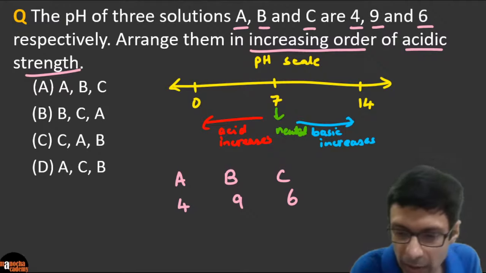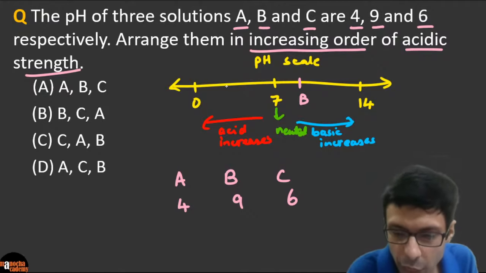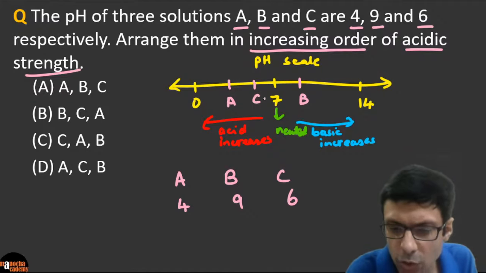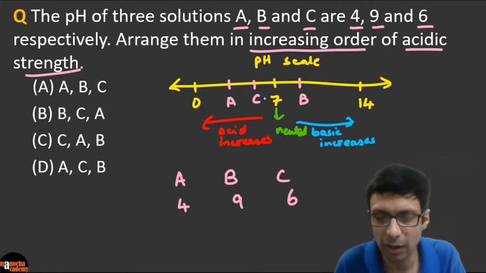So let's go ahead and do that. B is 9, so B is going to be somewhere here. A is 4, so A is going to be somewhere here. And C is basically going to be 6. So see, visually plot it out, right? It just takes a minute, very fast. You guys do it quickly.